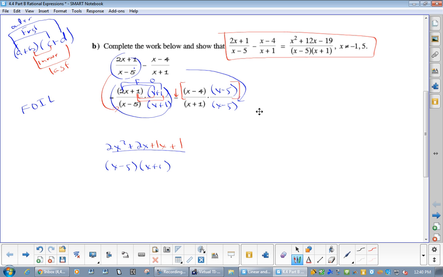Yes, you can. Minus. Again, putting the common denominator down. Now remember, there's a set of brackets here. I'll deal with that negative later. So FOIL. First is x squared. Outer, minus 5x. Yes, x times negative 5. Inner is negative 4x. And last, negative 4 times negative 5 is negative 20. Positive 20, sorry.